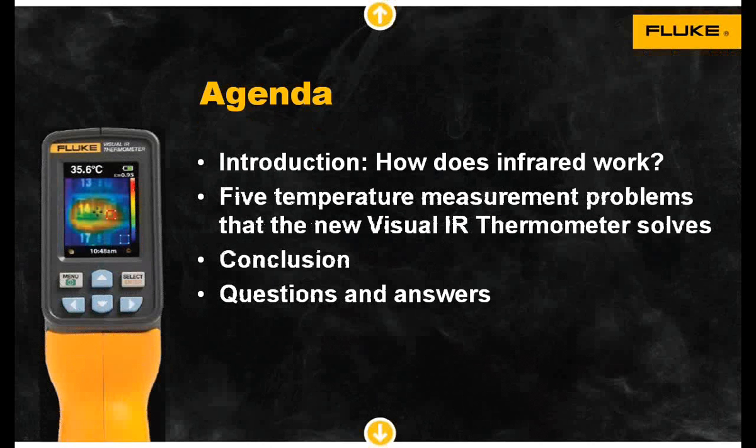The agenda for today is an introduction of how does infrared work. We'll run through the basics of infrared theory and show you how to get the best from a non-contact temperature measuring device. 5 temperature measurement problems that the new visual IR thermometer solves. We'll run through the major questions you're faced with when working with non-contact measuring instruments and how the VT02 can be utilized to help solve these problems. We'll then have a quick conclusion.